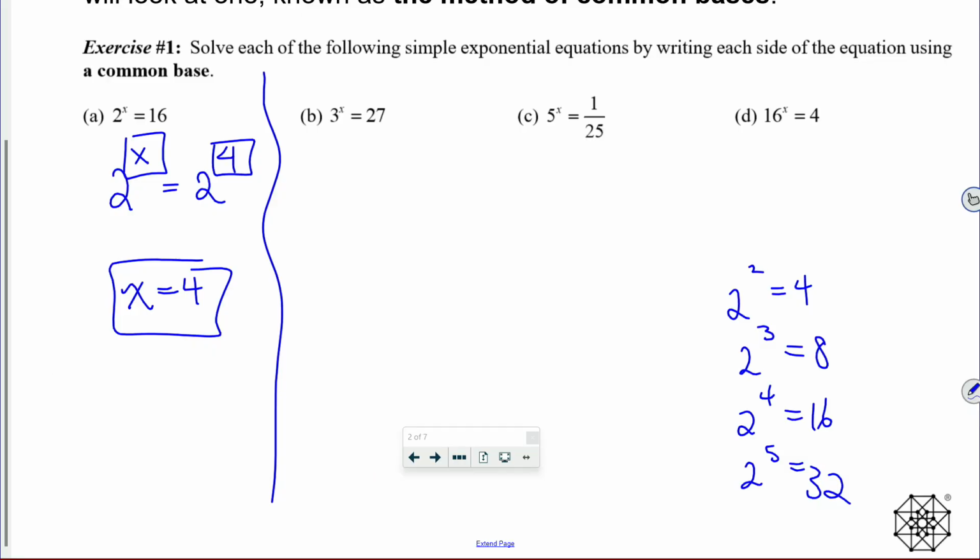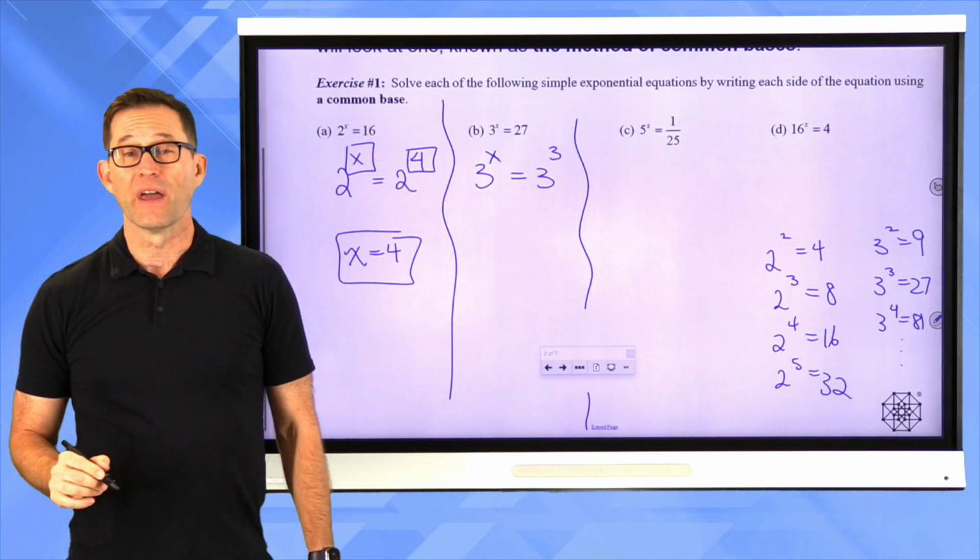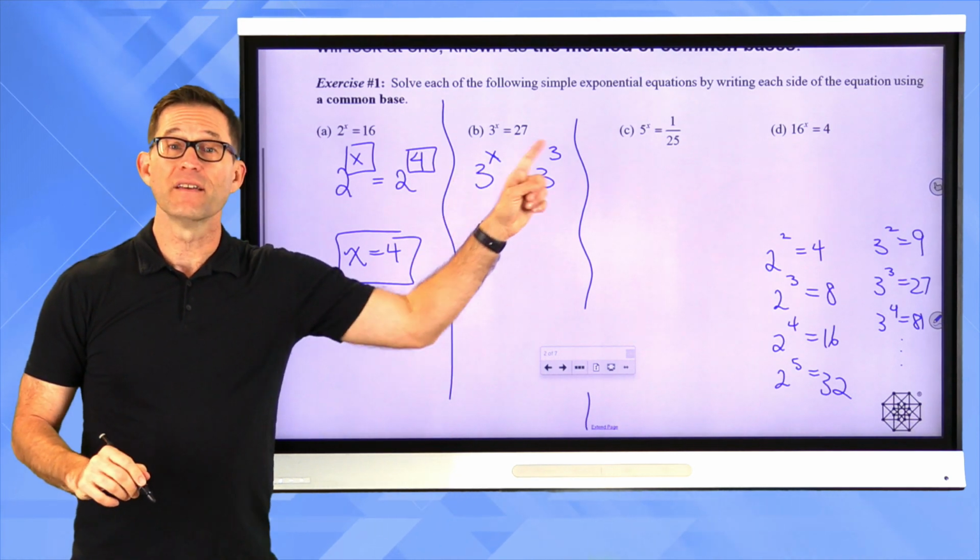Well, 3 squared is 9. 3 cubed is 27, 3 to the 4th is 81, etc. So I can say 3 to the x is equal to 3 to the 3rd, in which case I can now say x is equal to 3.